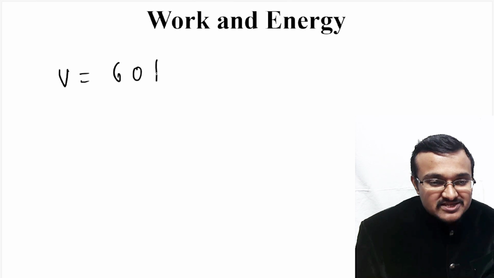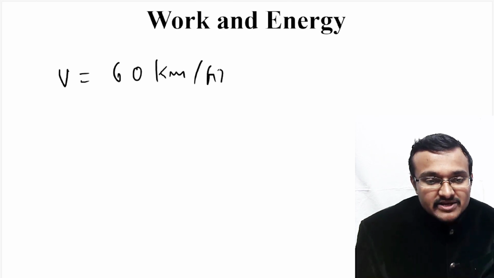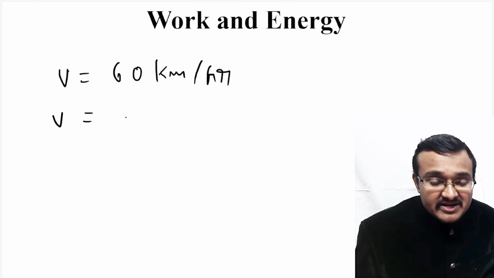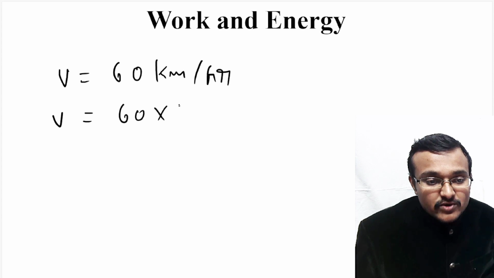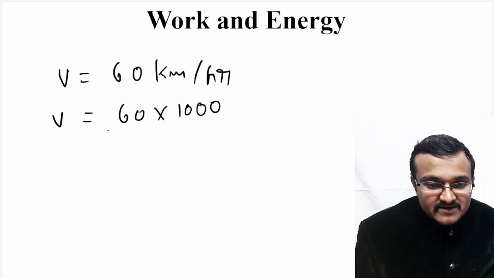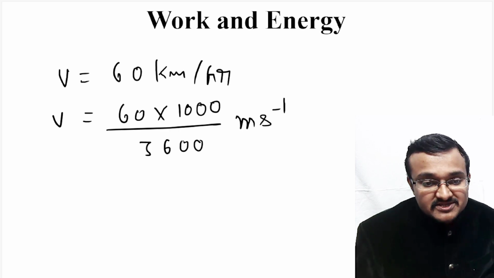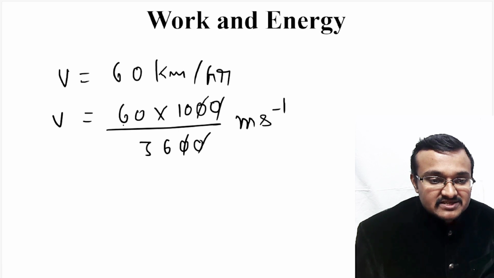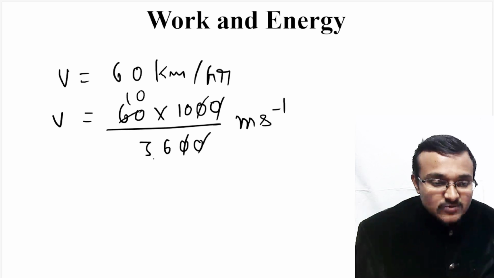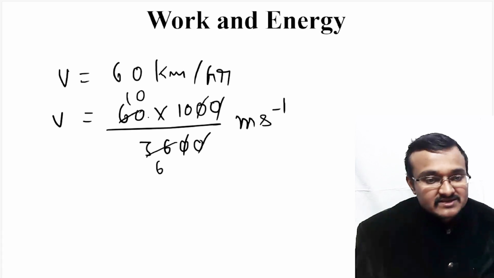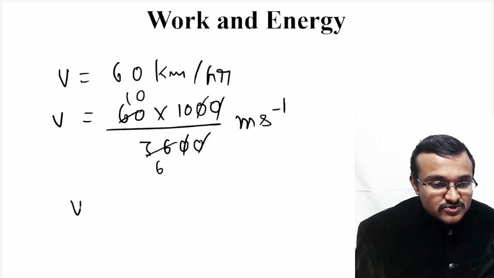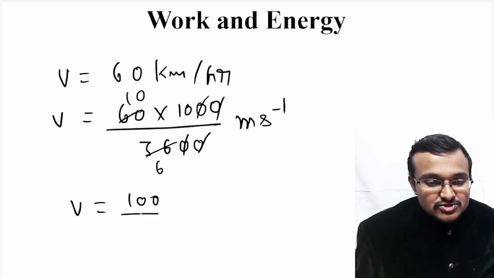So velocity is equal to 60 km per hour. Now if you convert this to meter per second, you have to multiply this with 1000 and divide with 3600, so that you will get meter per second as your SI unit for velocity. Here the zeros get cancelled with each other. Here 6 ones are 6, 1 zero will be remaining, 6 6s are 36. So 10 into 10 is 100. So 100 divided by 6 meter per second.